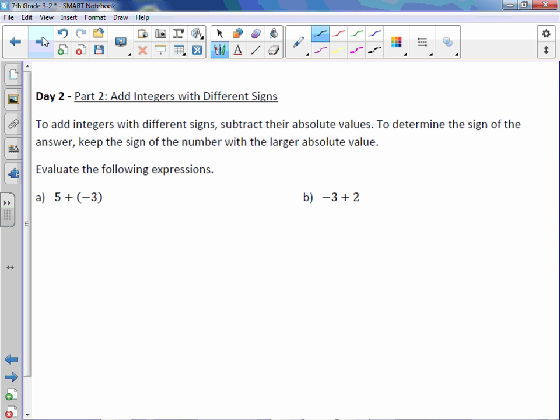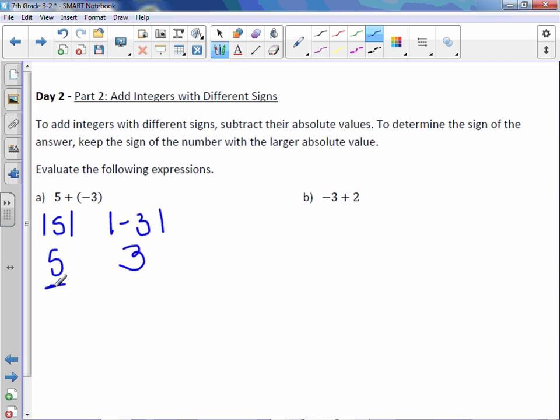Now when they're different signs. Again, I like to use integer chips. To add integers with different signs, subtract their absolute values. Then determine the sign of the answer. Keep the sign of the number with the larger absolute value. So for example, if we were to take the absolute value of 5 and the absolute value of -3, we would get 5 and 3.